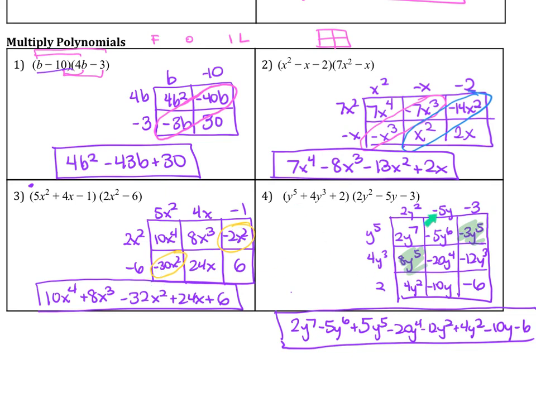For this one, hopefully you tried this out. And it was a good practice in writing it in standard form. So the only ones that combined were the fifth powers. And so you should have gotten 2y to the 7th minus 5y to the 6th plus 5y to the 5th minus 20y to the 4th minus 12y squared plus 4y squared minus 10y minus 6.